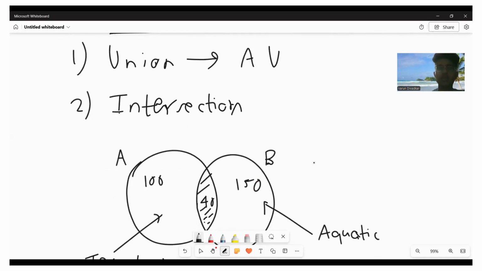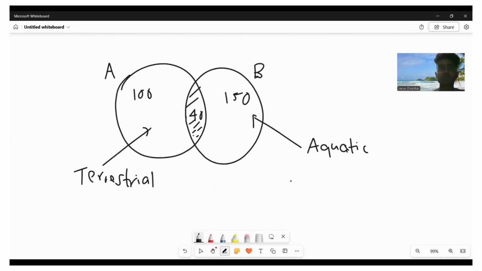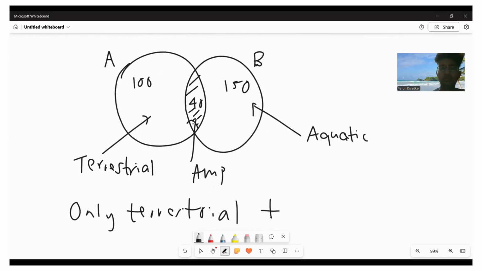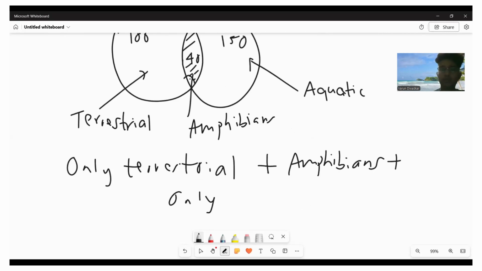This is given by A union B, which is basically the total number of animals under consideration, right? So how do you calculate that? It's given by the total number of only terrestrial plus the amphibians, right? Amphibians plus the total number of only aquatic. Just focus on this word only, right?